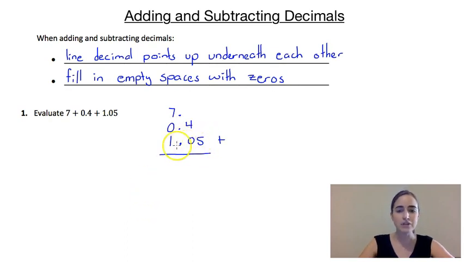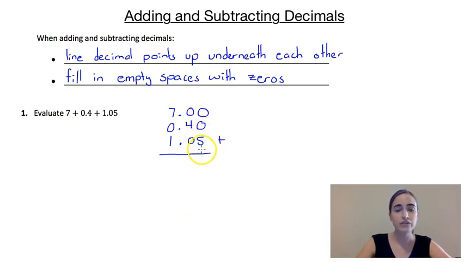So I've lined up all of my numbers so that the decimal points are straight underneath each other. Then our biggest number, or our number with the most decimal places, has 2 decimal places. So I'm going to make these two numbers above it have 2 decimal places as well. You don't have to do that, but sometimes it makes it a little bit easier to see. And then we're going to go through and start adding.